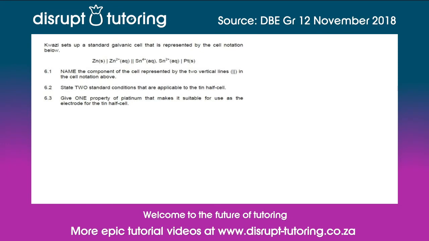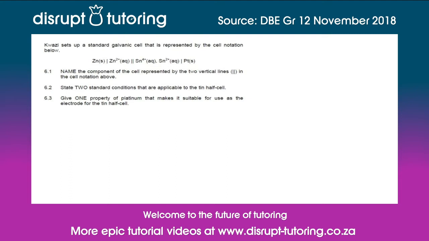In this video, we're going to do a question from the November 2019 Grade 12 Physical Sciences Paper 2. This question deals with a galvanic cell represented by the galvanic cell notation given. In this notation, the anode half is always listed first.